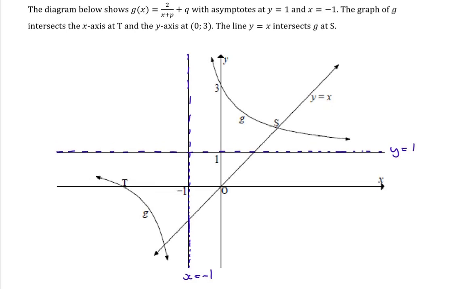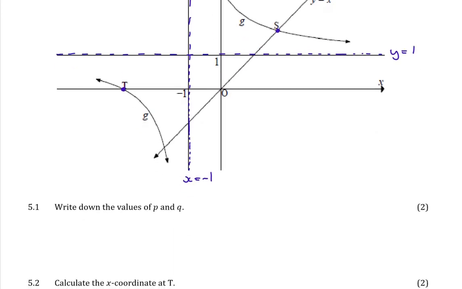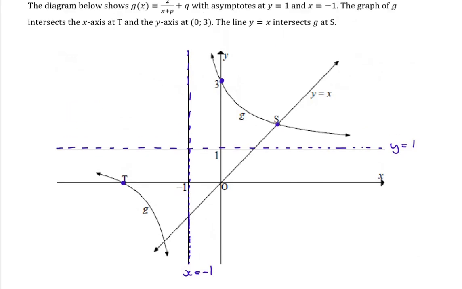Okay, then it also says the graph of g intersects the x-axis at t, so now you know that's an x-intercept, and you know that (0, 3) is where it hits the y-axis. The line y is equal to x intersects g at s, so that's a point of intersection. Right, let's have a look. Write down the values of p and q. Now that's a different type of question to find the equation of. They're actually going to give you marks for saying p equals and q equals. Well, let's look at the graph.